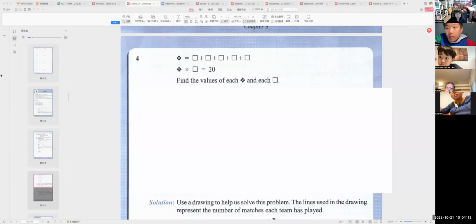So let's take a look at this one. We have square equals 1, 2, 3, 4, 5. 5 hollow squares, white squares, and a black square, times this one equals 20. Okay, so this one's a little bit different.